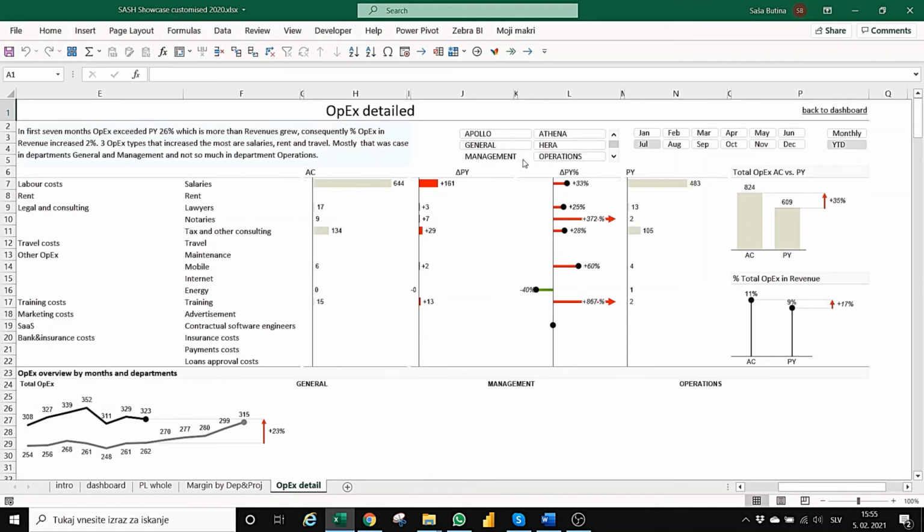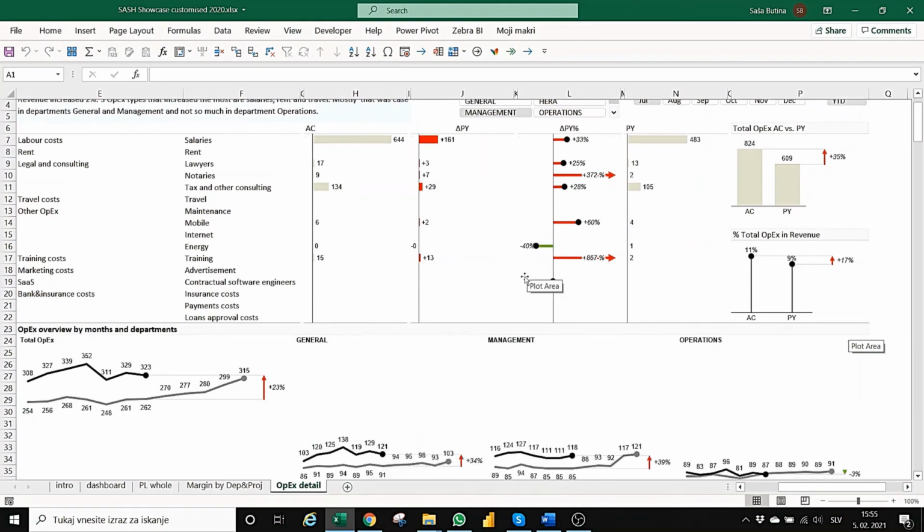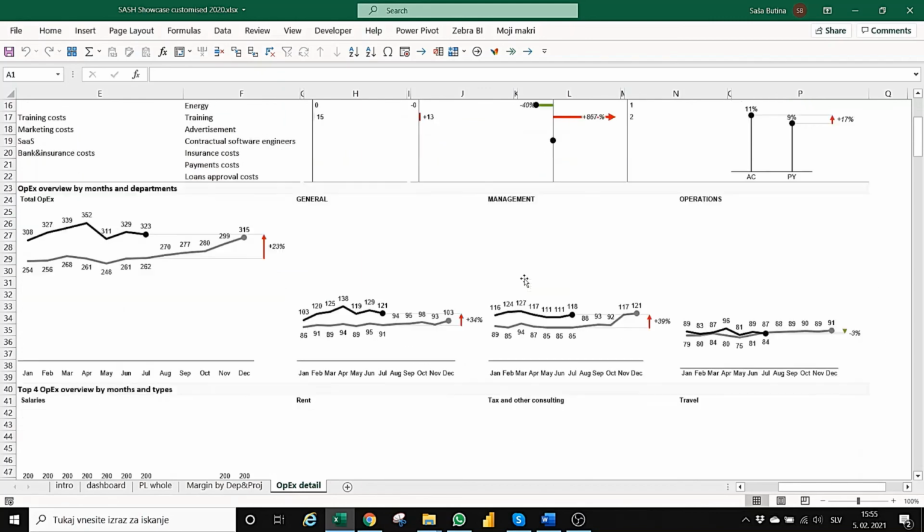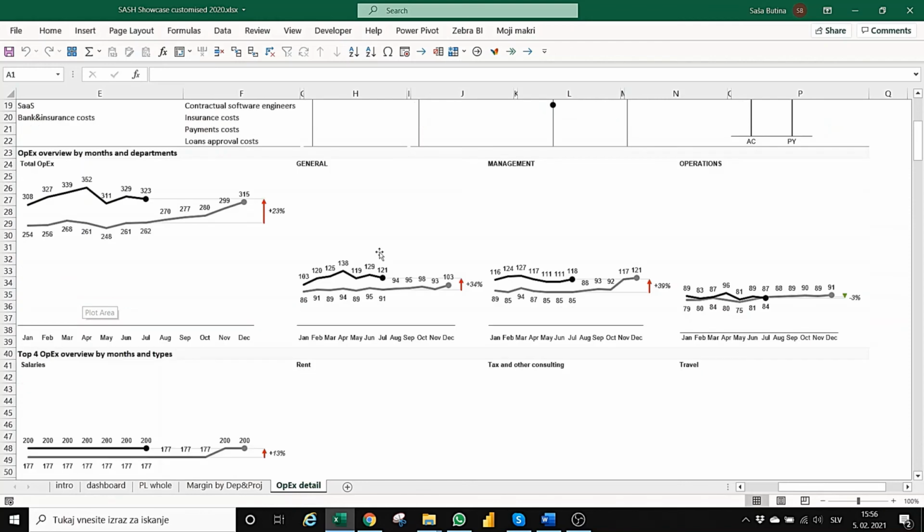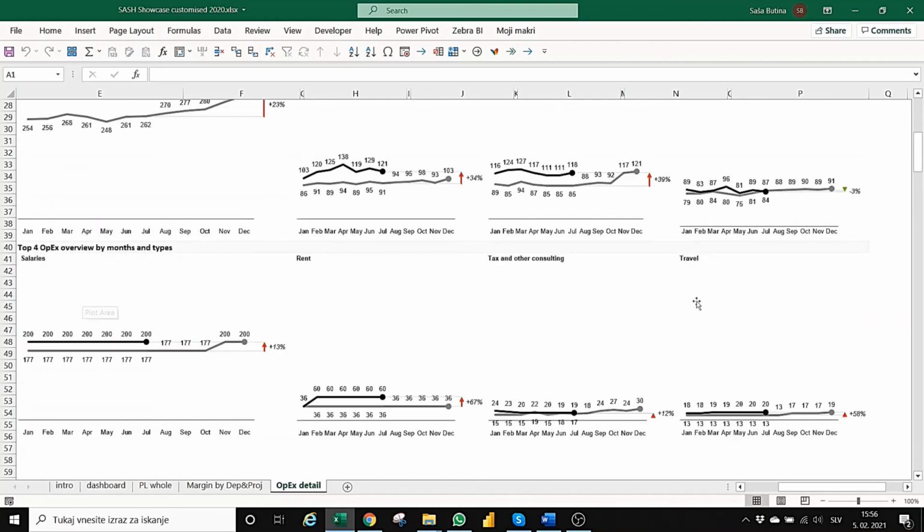Let's say we choose management. Here we see the total OPEX grew 35% and that the percentage of total OPEX of management in revenue grew 17%. Two of the biggest types of costs at management are salaries, which grew 33%, and consulting, which grew 28%. Further down, one last thing is overview of OPEX over months. Here in total, here by departments, and here by cost type. I think this is clear and I don't have to explain it further.